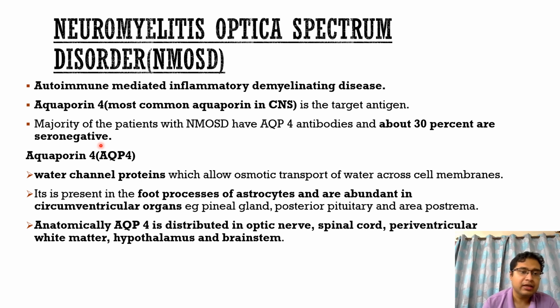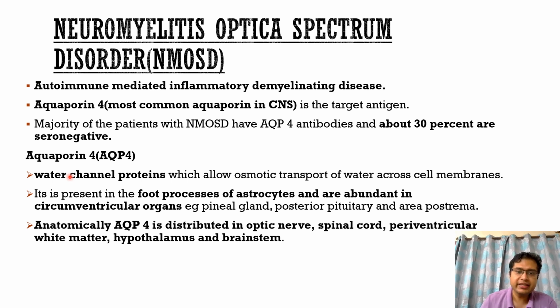So what exactly is the relation of aquaporin 4 with formation of myelin? Majority of the patients with NMOSD have aquaporin 4 antibodies, and about 30% are seronegative. Both are included in the spectrum, that is neuromyelitis optica spectrum disorder. Aquaporin 4 is actually a water channel protein which allows osmotic transport of water across cell membranes.